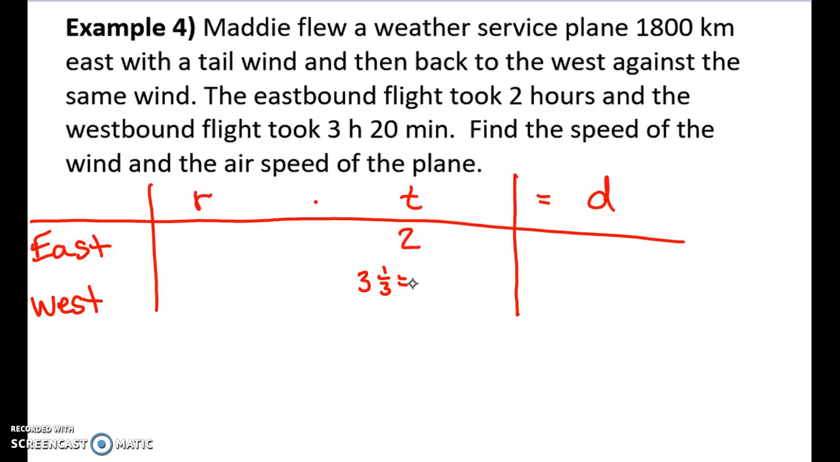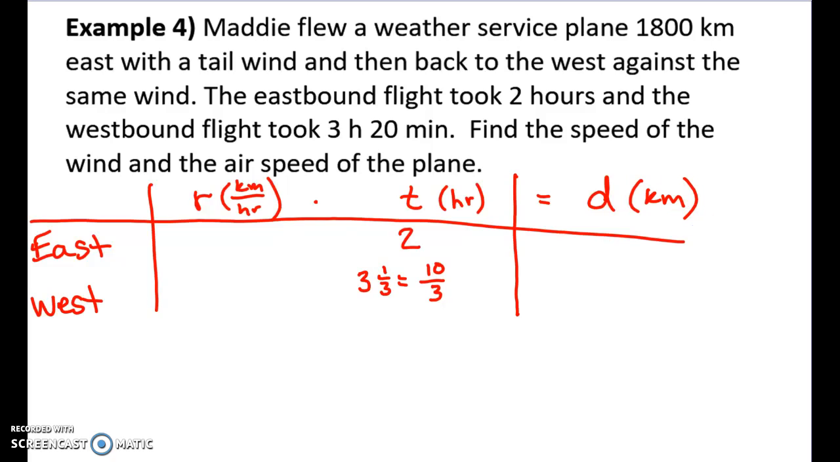Well, I'm going to convert that mixed number into a single fraction. 3 times 3 is 9, plus 1 gets me 10/3 hours here. So time is in hours, my rate is in kilometers an hour, and my distance is in kilometers.